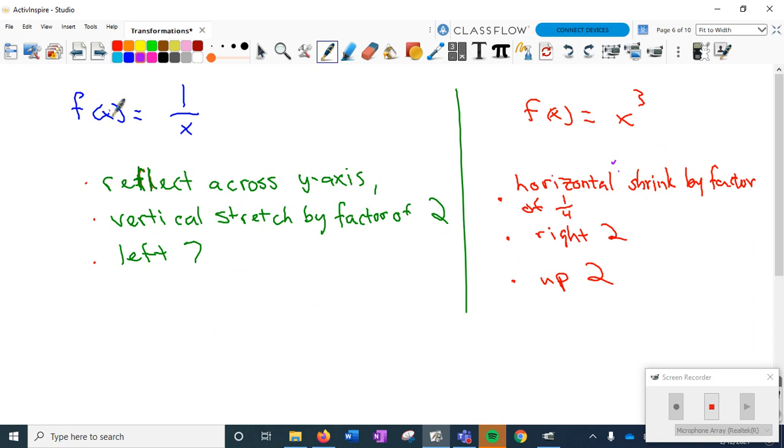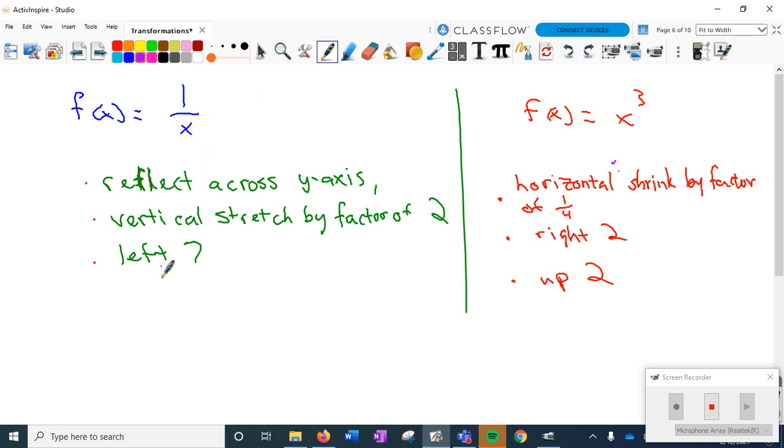f of x equals 1 over x is our original one. We want to reflect it across the y-axis, vertical stretch by a factor of 2, and shift it left 7. Now inside, in this case, is going to mean underneath the fraction bar. That's what we're going to count as being inside.